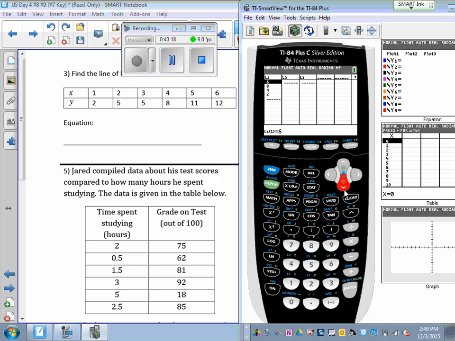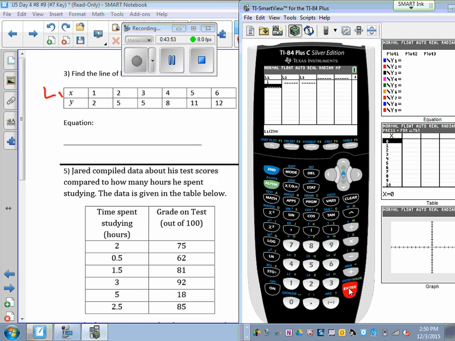Okay, so let's do number 3 together. We all have list 1. We hit clear. Now we take our X values and put them in. So X goes into list 1. My first X value is 1, hit enter. See how 1 appears? I wrote L1, list 1. So your X values go in list 1.